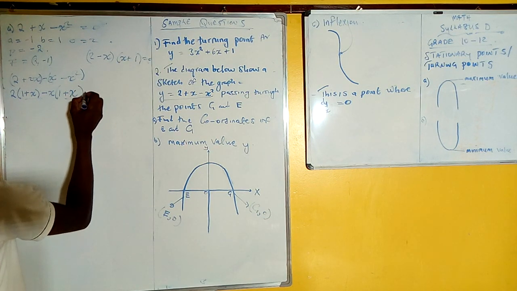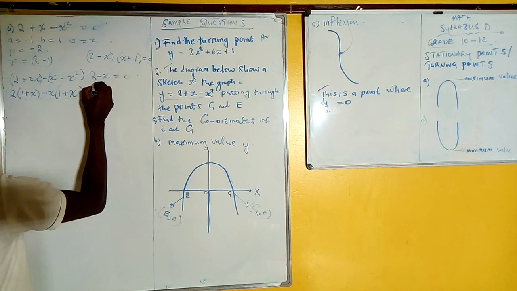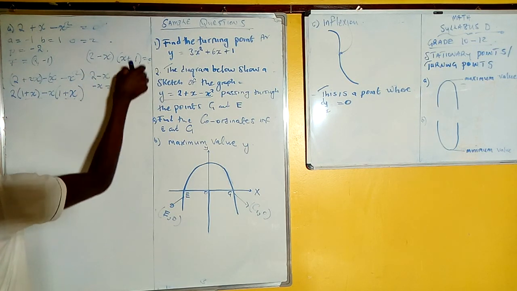Then the next thing that you're going to do is you solve this one. So 2 minus x is equal to 0. So this one will be negative x is equal to 0 minus 2 because it goes there.